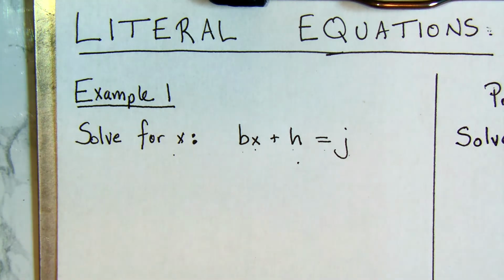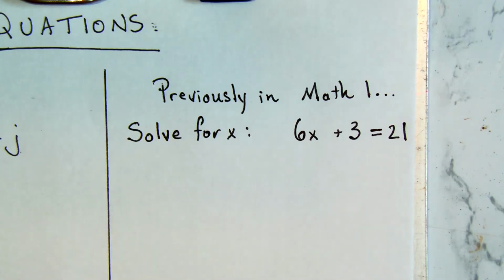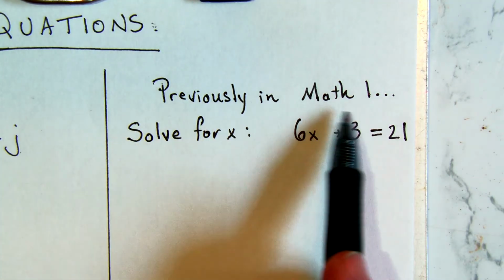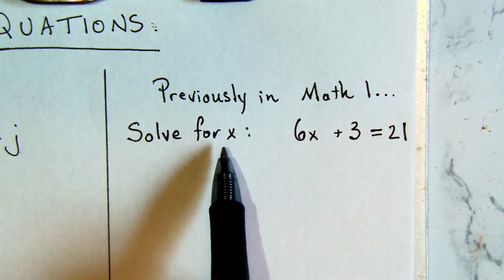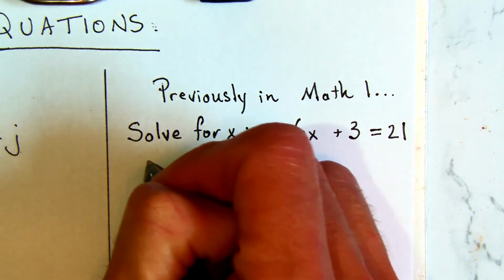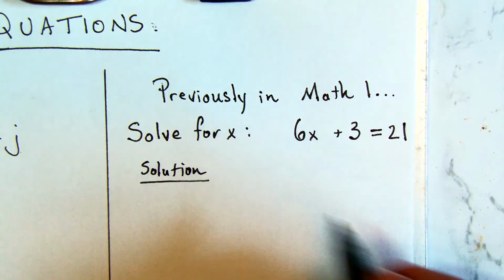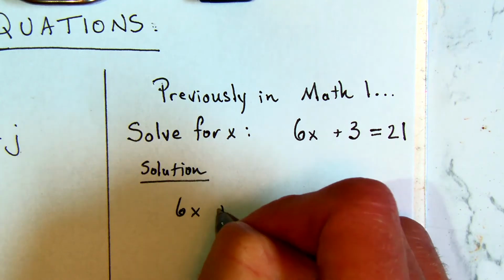So before we work on this one, let's do something more familiar. Previously in Math 1, solve for x: 6x plus 3 equals 21. Alright, so you've probably seen something like this equation in class before.